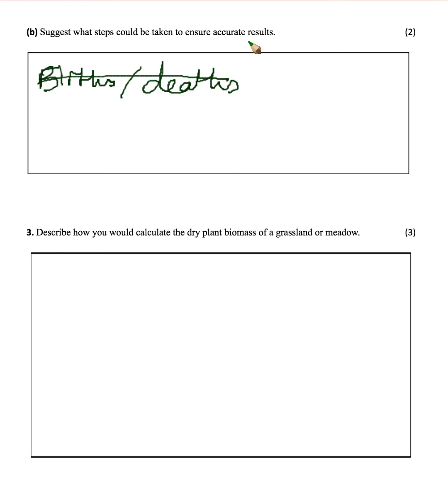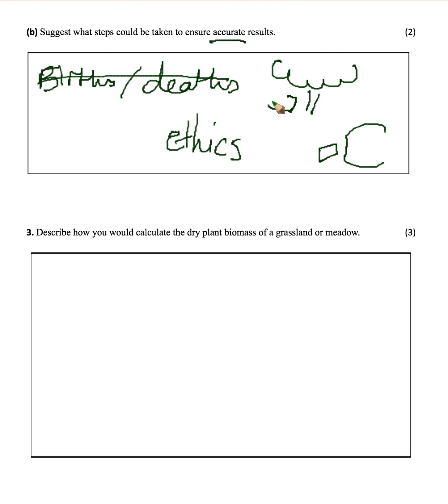You can put some things in here, even though it's to do with accuracy, you can put in some ethics in here. You would want to make sure that everything was in a similar location. So you wouldn't want some of them underneath a tree and then some of them by the side of a pond. So if those are our traps, we want to make sure that they're all in fairly similar locations.